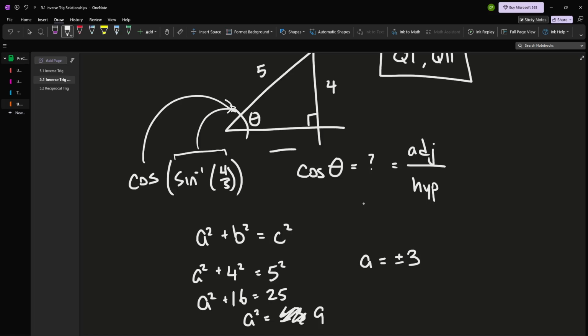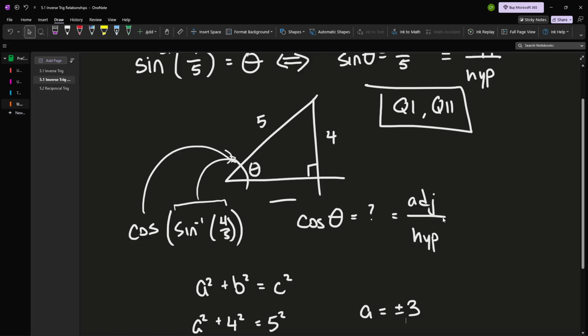You might be asking, oh, we can have a positive for a triangle, but how can we have negative for this triangle? We can't have a negative because of the quadrants. So in quadrant 1, cosine would give me a positive value, because cosine is positive in quadrant 1. However, in quadrant 2, cosine is negative. So cosine of theta is equal to adjacent over hypotenuse, and we have two possible triangles. We have 3, and we also have negative 3.